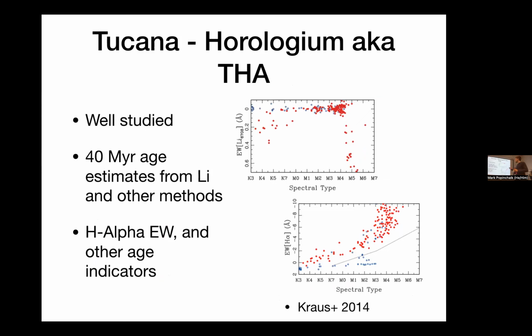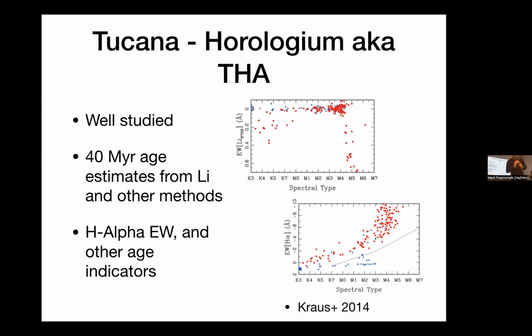And so this is a well-studied group. Adam Kraus did a big survey of it and attempted to look at it all across the sky. It's known to be about 40 million years old, and that's from age estimates from lithium, as well as some other methods. And going into it, we already had H alpha equivalent width measurements, as well as other age indicators.